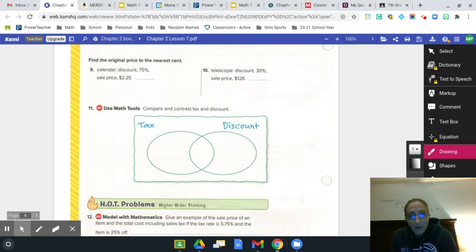What is something different about tax and discount? Those go on the outer edges. And then in the middle, what's something that they have in common? So take a minute maybe and have that discussion, and then we'll come back and take a look.